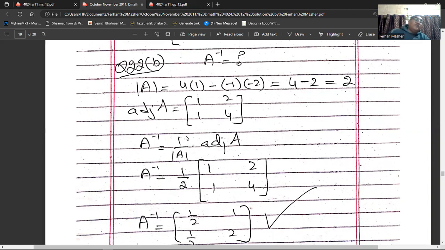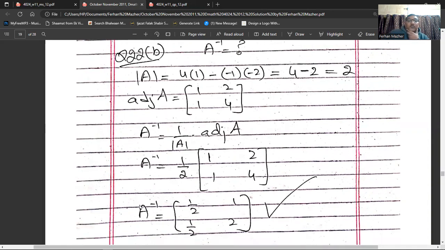So A inverse will be 1 by determinant of A into adjoint of A. So 1 by 2 into 1, 2, 1, 4. So divide all these members by 2. You get 1 by 2, 1, 1 by 2, and 2. So this is how I have found the A inverse.